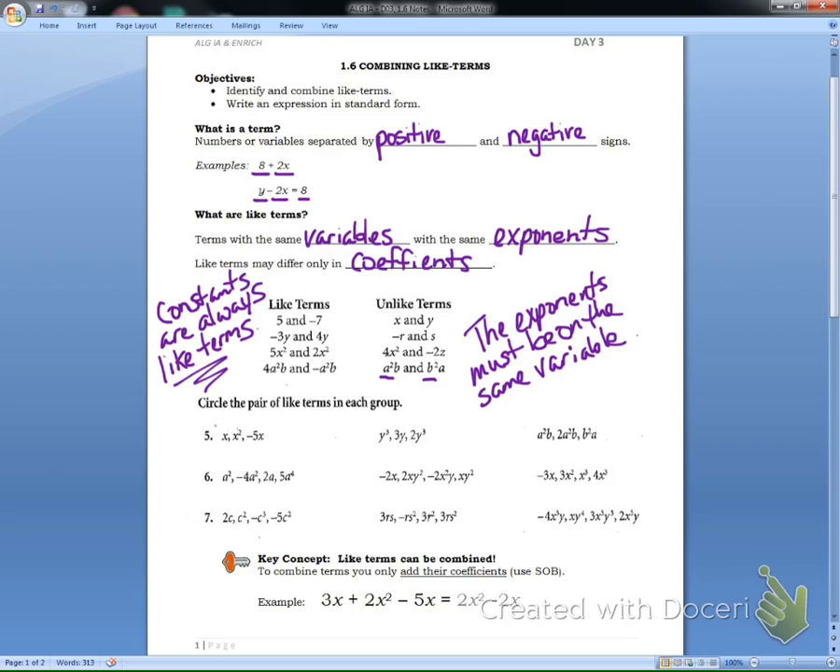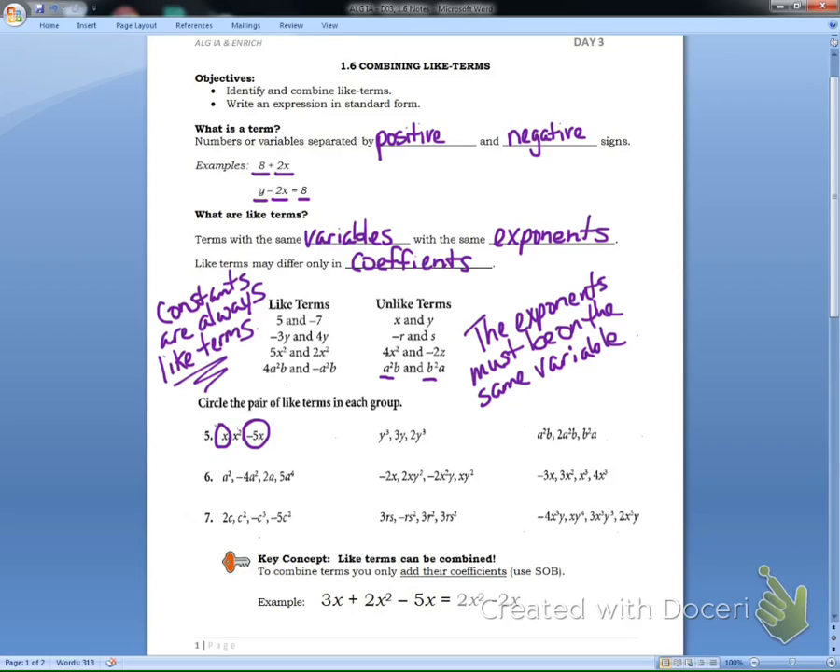So let's practice identifying some like terms. In each row there are 3 or 4 terms, and you have to circle the pair of like terms in each set. So let's look at row 5. You see an x squared, and a negative 5x. Which one of these are like? Did you circle those two? Those are both like terms because they both have an x variable, and their exponent, even though you don't see it, is just 1, unlike the x squared.